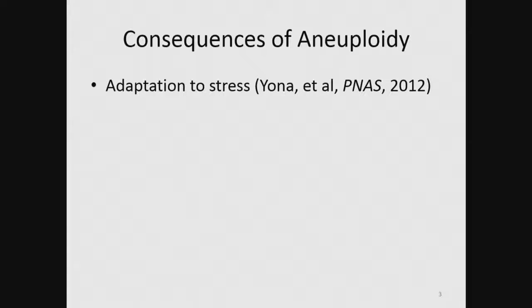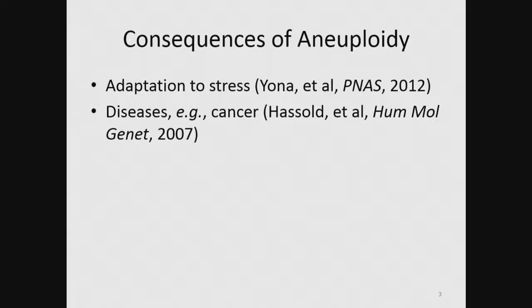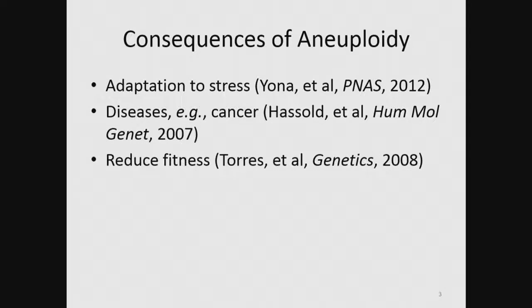Aneuploidy has a lot of biological consequences, and in some cases it can help the cell adapt to a new environment. More often, people know it relates to cancers, and in general it reduces cell fitness. All of these are related to the effect of aneuploidy on gene expression.